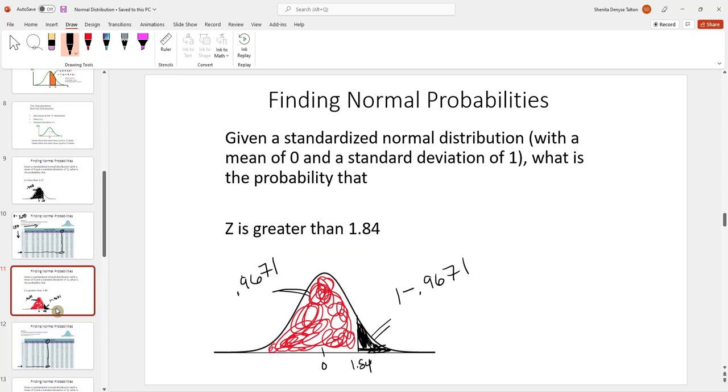So when we subtract it off, we get 0.033. And that's the answer. So the probability that z is greater than 1.84 is 0.033.